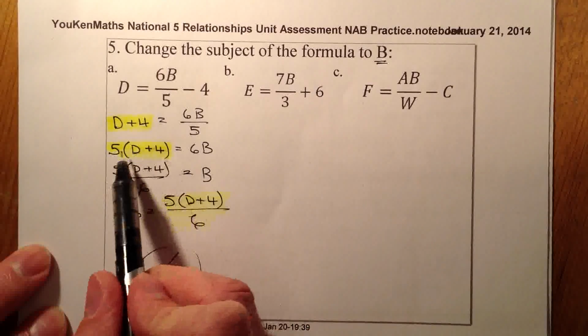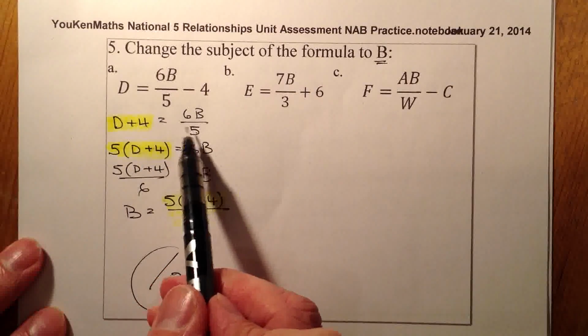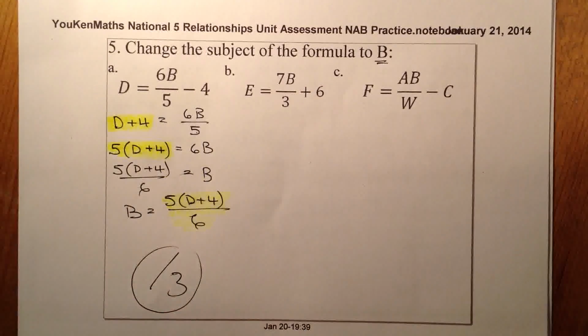You could multiply that bracket out. You know, if you go from there, that would be 5d plus 20. That would be okay as well, and showing that in your final answer. That would not be a problem.